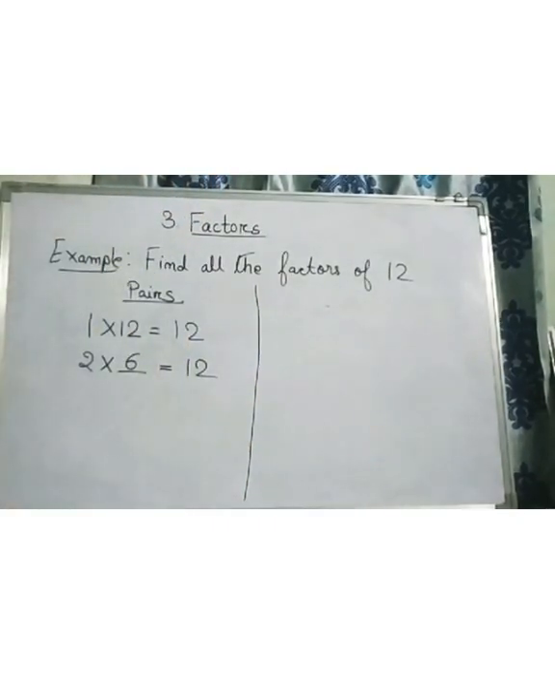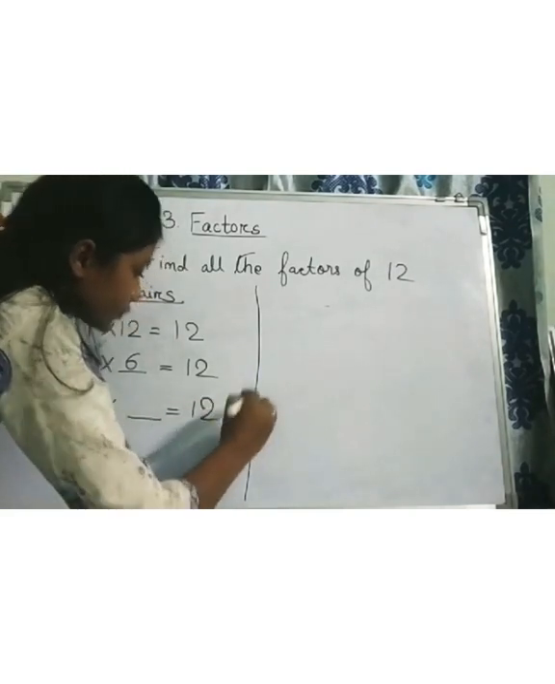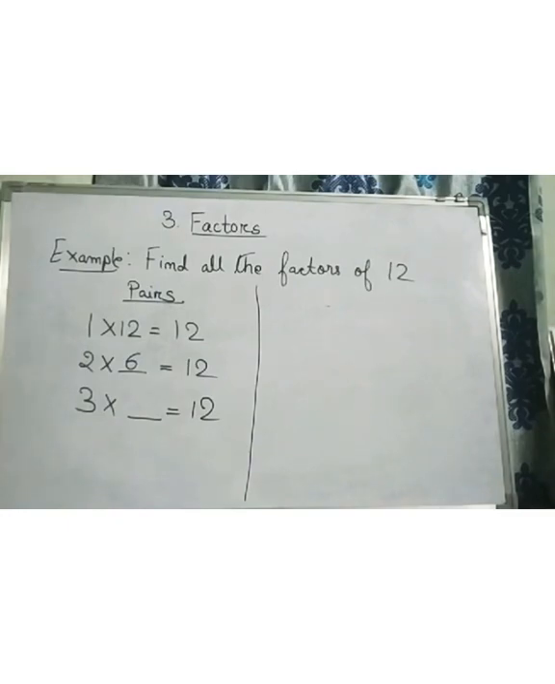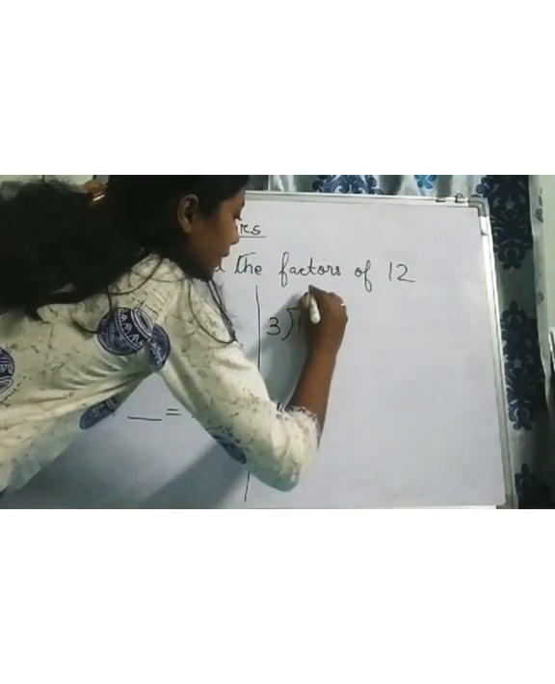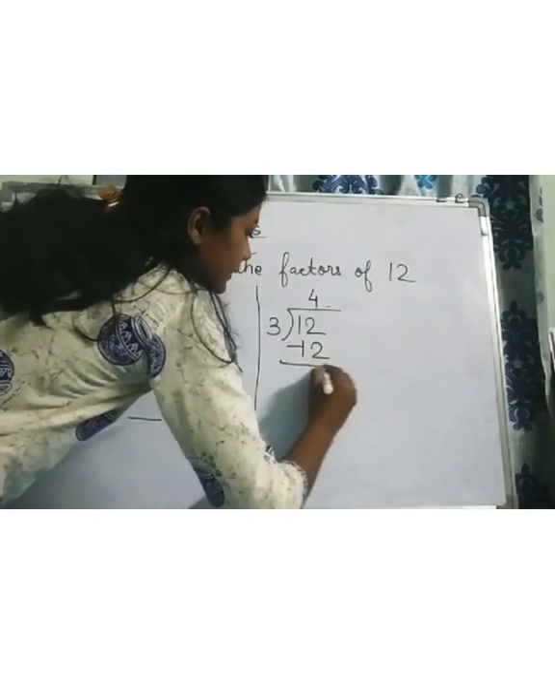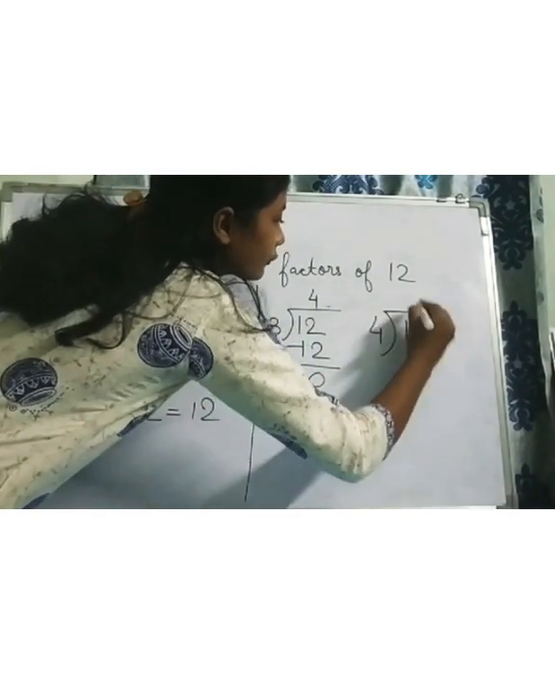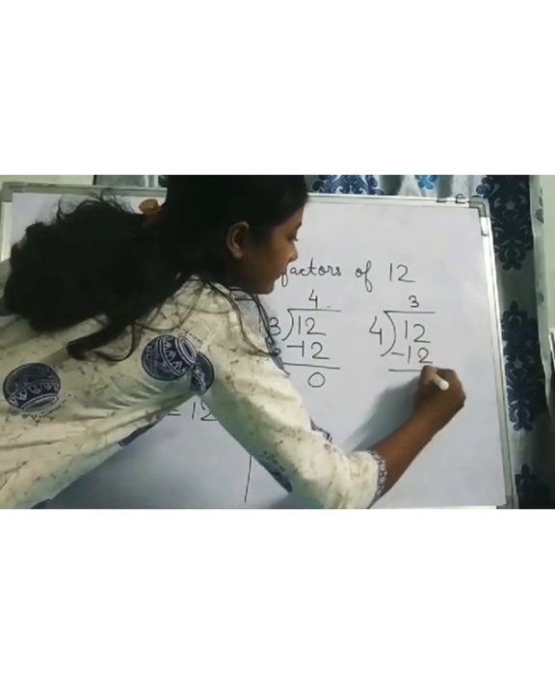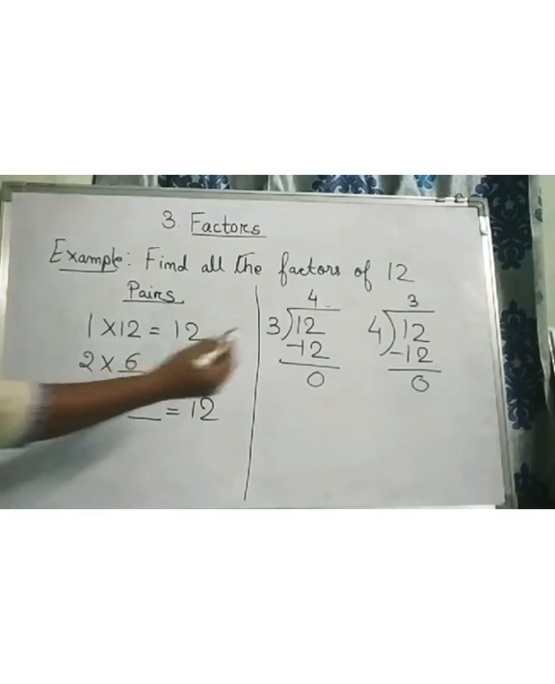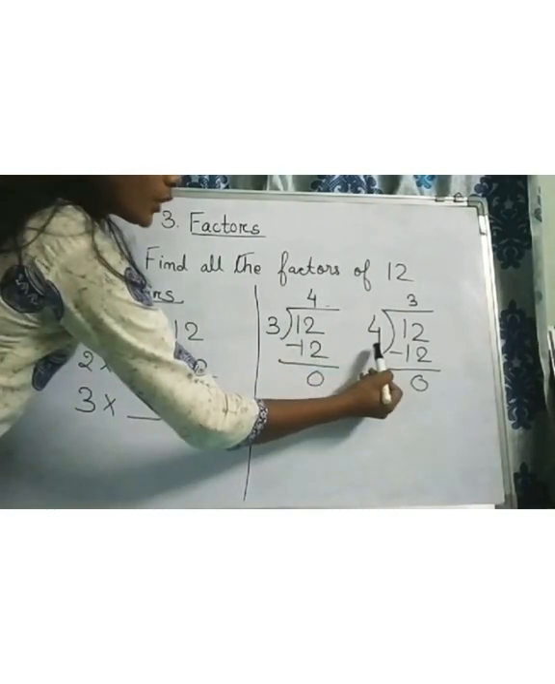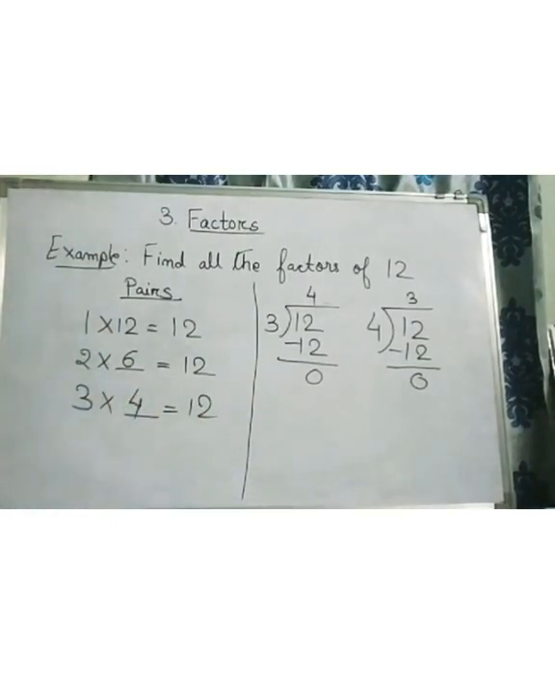The next number that we will take is 3. 3 into dash equals 12. Now let us check whether 3 is a factor of 12. We will divide 12 by 3. 3 fours are 12. Remainder is 0. Again with 4 we will divide. 4 threes are 12. Remainder is 0. So we can see 12 is divisible by 3 and also 4. So here 3 into 4 is 12.